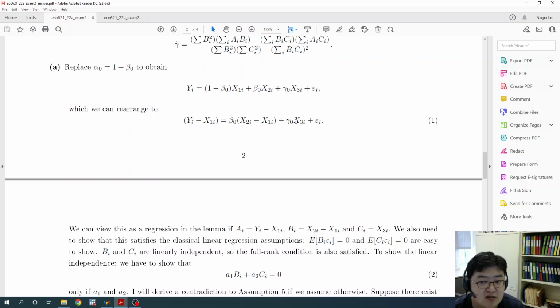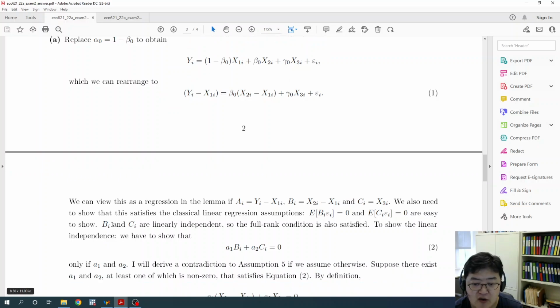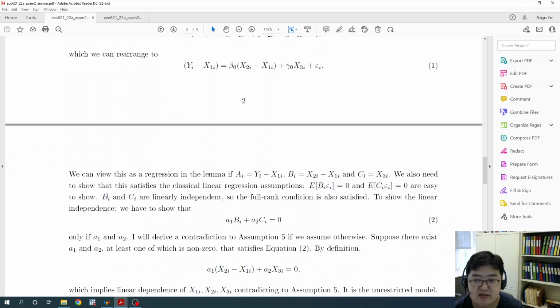And the full rank condition. I'm going to call these two regressors B and C. Full rank between B and C means they are not multicollinear, they are linearly independent, which is easily implied by the full rank condition of x1, x2, x3. I briefly wrote down a proof. I want to show that these two regressors are linearly independent.